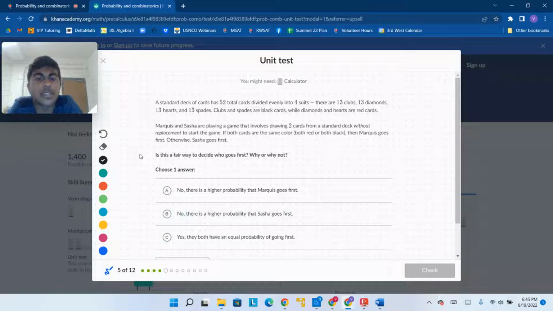Drawing two cards from a standard deck without replacement, you have 52 times 51 ways to do that. We could divide that by 2, because for each option you're repeating it twice. You could say you drew a 3 of clubs and then a 5 of clubs, which is the same as drawing a 5 of clubs and then a 3 of clubs. But you don't really need to. You can just leave it. That's the number if we do count the repeats.